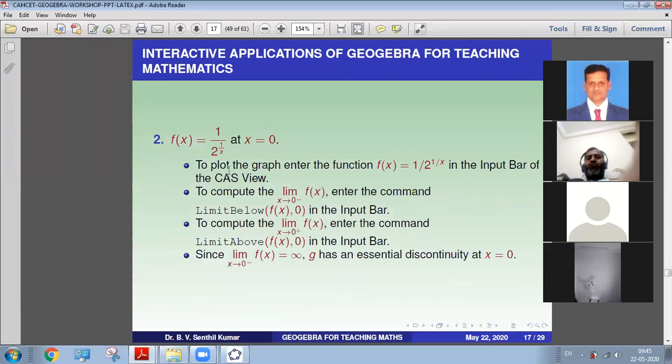For this function, I find that the left limit is infinity, whereas the right limit has no value. That is why it is an essential discontinuity.